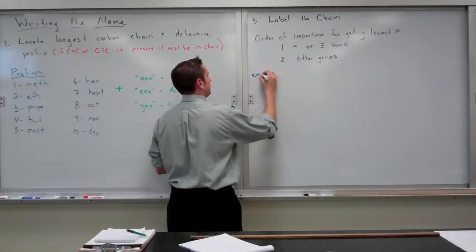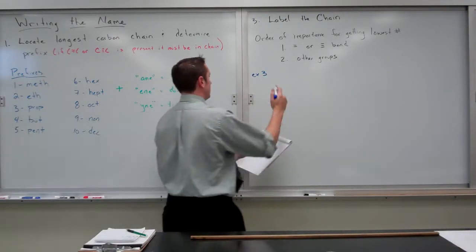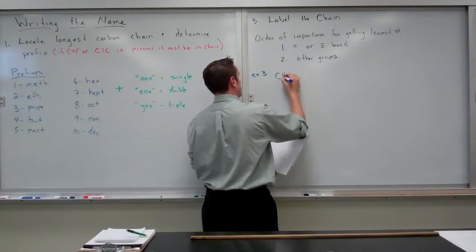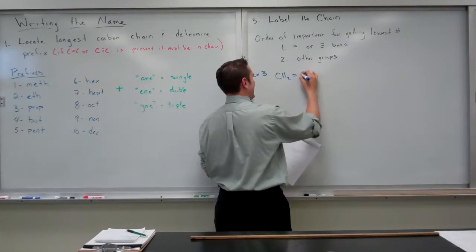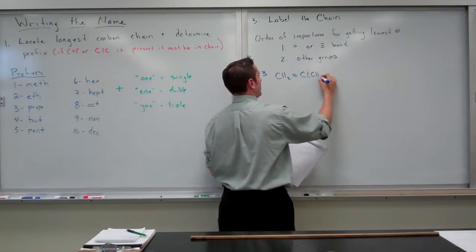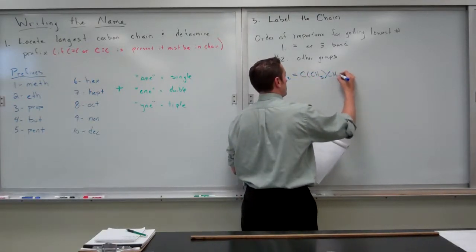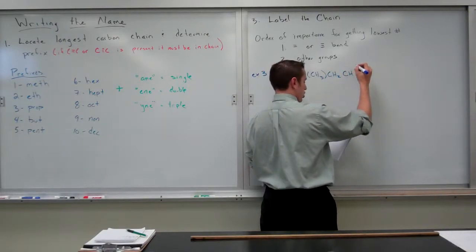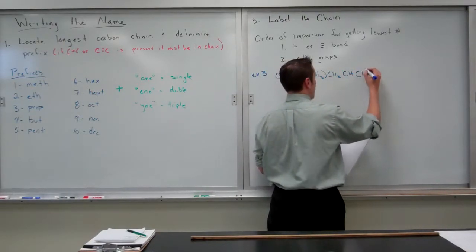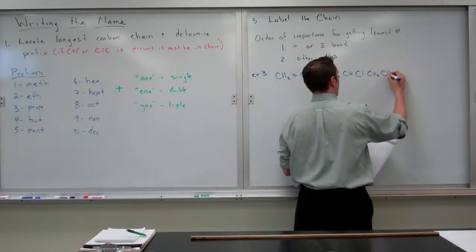Example 3. And example 3 is CH2, C, and then parentheses, CH3, CH2, CH, Cl, CH2, CH3.